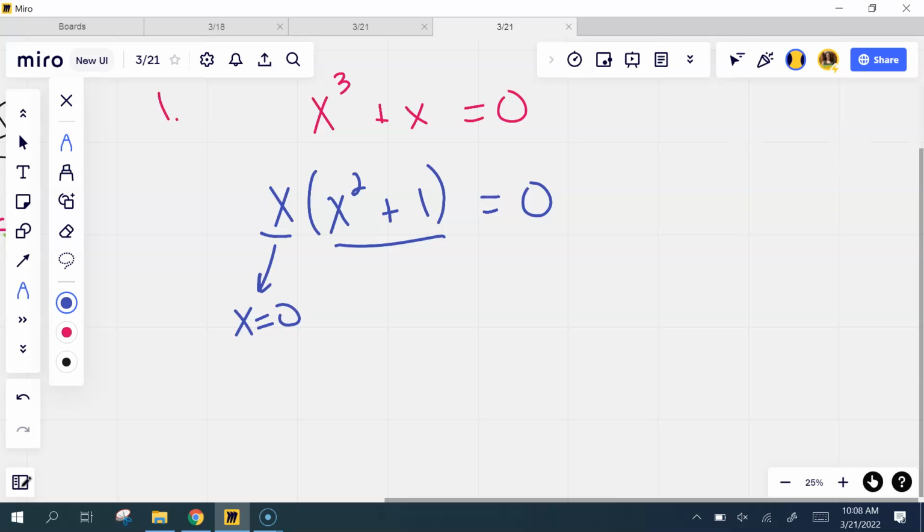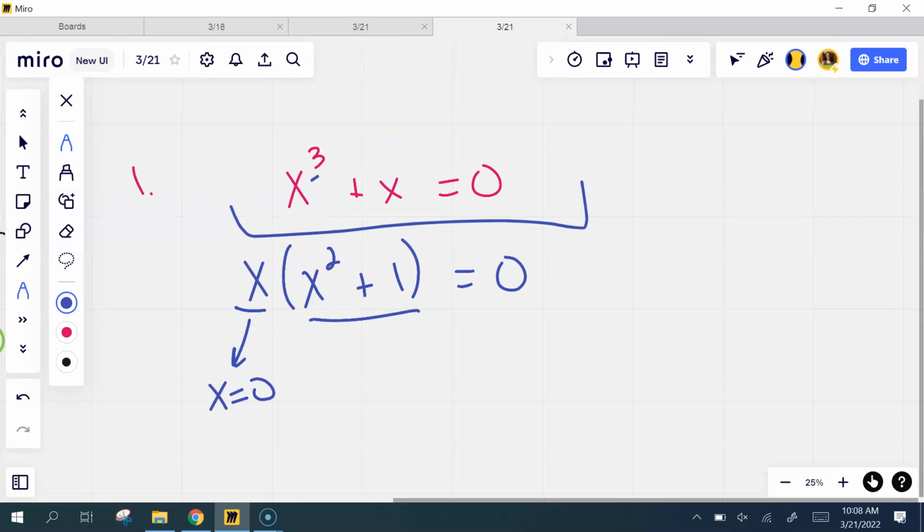By the way, how many answers should I get to this? How many answers should I get to the whole equation? Look at the whole equation to begin with. Why? Because the degree is 3. So I should get 3 answers. Okay? Even if some of them are repeated, which is that multiplicity effect, right? I should still get 3 answers.